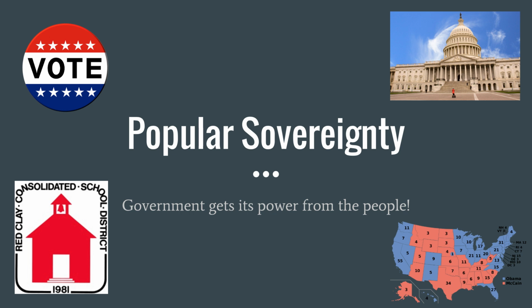We vote for officials. If officials don't do what we like, sometimes we can do what's called a recall, where we literally vote them out of office. It's almost an impeachment by the people. So that's popular sovereignty. Thanks.